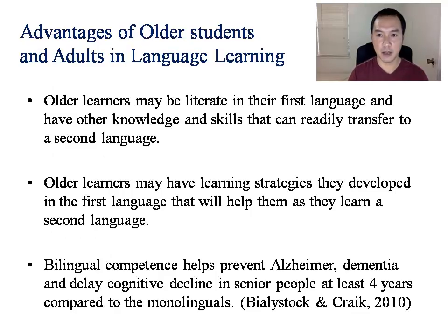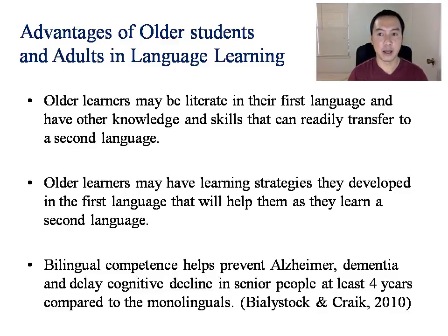Bilingual children have a better brain executive function that promotes academic achievement. Older learners may be literate in their first language and have other knowledge and skills that can be readily transferred to a second language. Older learners may have learning strategies they developed in their first language that will help them as they learn a second language.